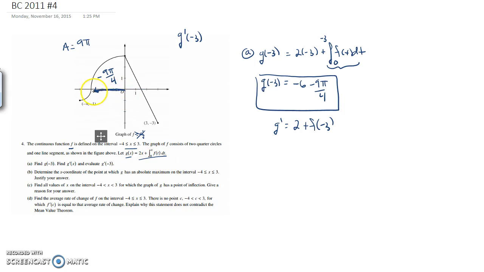F of negative 3, this graph of f is 0, so I think g prime of negative 3 is going to equal 2 plus 0, which equals 2. And I will box that.